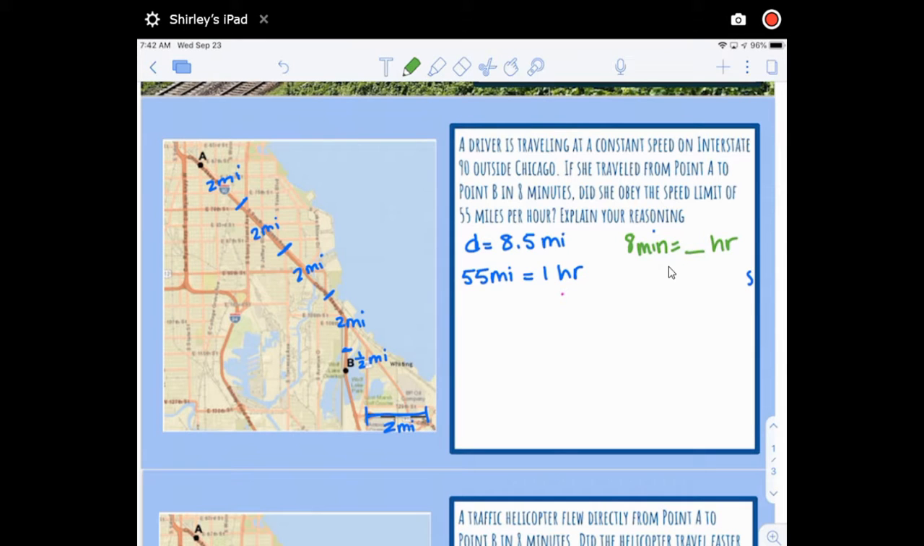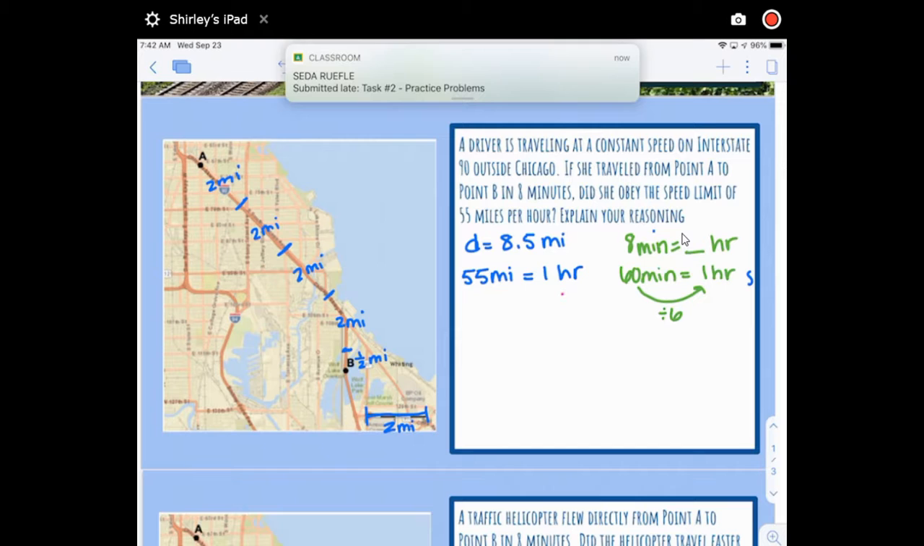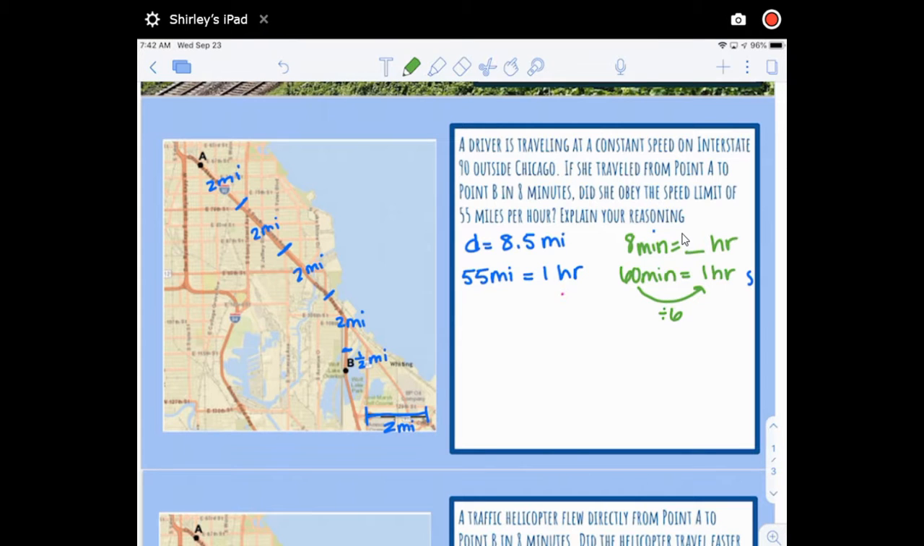However, if we think about it, we know how many minutes are in 1 hour, so we can fill that in. We know that there are 60 minutes in 1 hour. So now I can find my scale factor there to use it for my 8 minutes. I can divide 60 by 60, and it's going to take me down to 1. So I'm going to do the same thing here and divide 8 by 60, and that's going to give me how many hours it took. So 8 divided by 60 gives us 0.13 repeating. So that's how many hours we went.